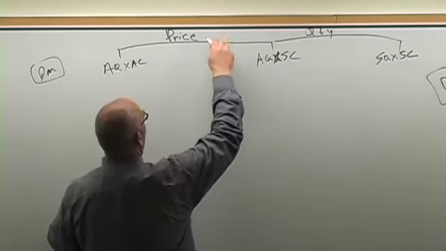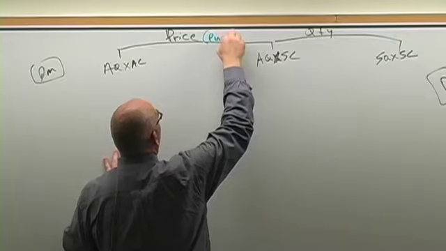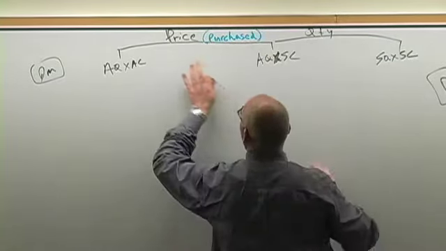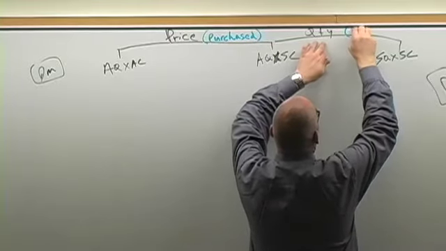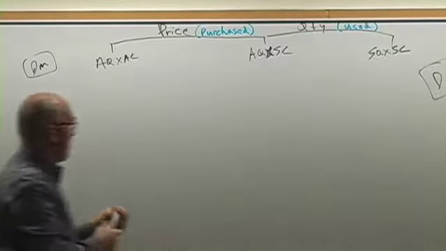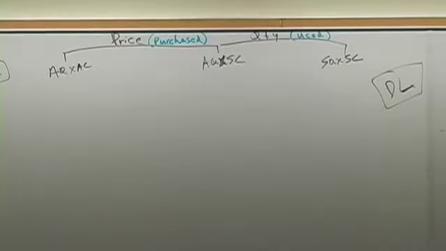We want to calculate the price variance for the quantity purchased, and we want to calculate the quantity variance on the quantity used. Okay? So let's do the price variance first.